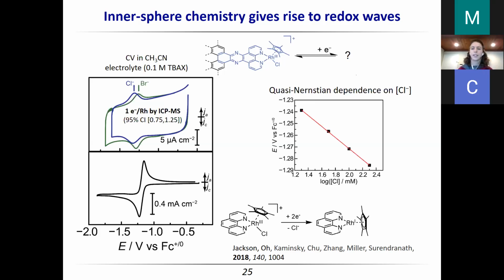We also can look at the concentration dependence on the position of the wave. If you remember the Nernst equation from previous chemistry classes, we would expect different shifts in the potential if it's a 2-electron 1-chloride process or if it's a 1-electron 1-chloride process. And we see roughly a 60 millivolt shift in the potential per order of magnitude change in chloride concentration, which was consistent with a 1-electron 1-chloride process rather than a 2-electron 1-chloride process. So we're going to fill in the reactants here as rhodium compound minus the 1 chloride plus 1 electron.